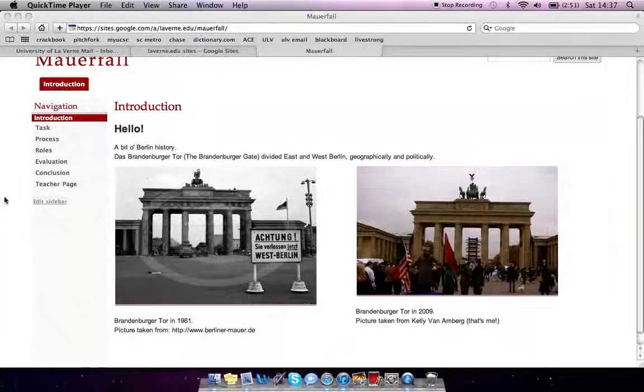So here's my introduction page, and I just had a picture of the Brandenburg Gate in the center of Berlin, and that's where you would pass between East and West Berlin. Today it's a tourist destination. It's really cool. I mean, you can obviously freely go back and forth, so that's kind of cool.